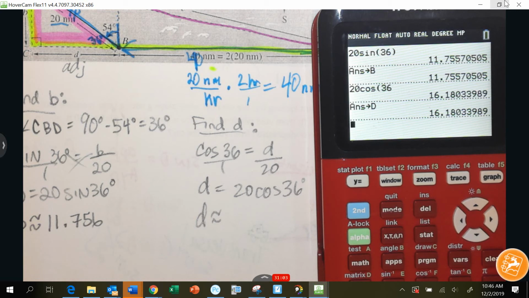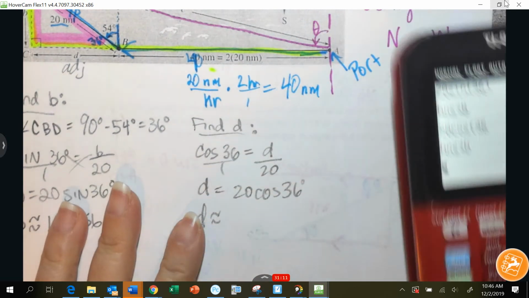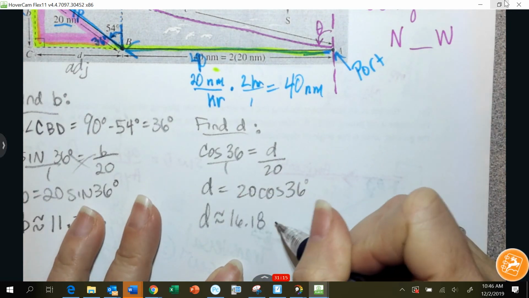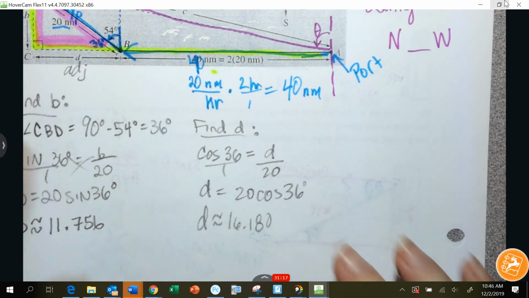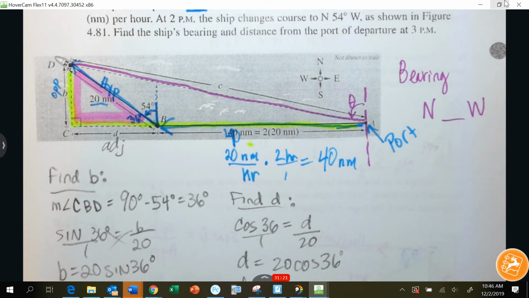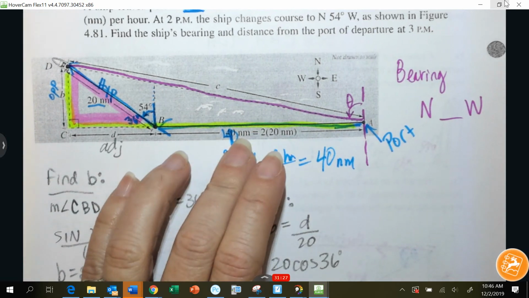They're not nice numbers except for those ones that we know. Okay. So I got, what did I get? About 16.180 something. All right, so what's that going to do for me? Can we find C? I have to add what? I have to add 40 with D.